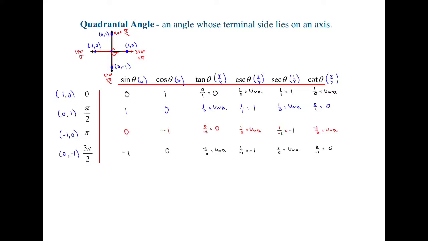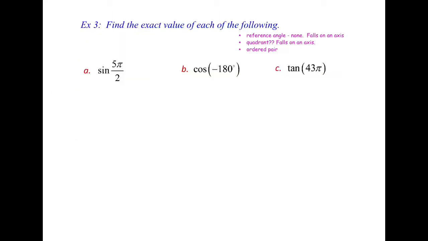So I went ahead and filled out the rest of the chart for pi and 3 pi over 2. Those are your 4 quadrantal angles. Add in your 30, 45, 60s in your 4 quadrants, and you have a total of 16 angles that we're going to become very familiar with throughout the trig unit and beyond. So then the last thing I'm going to ask you is some of the quadrantals.